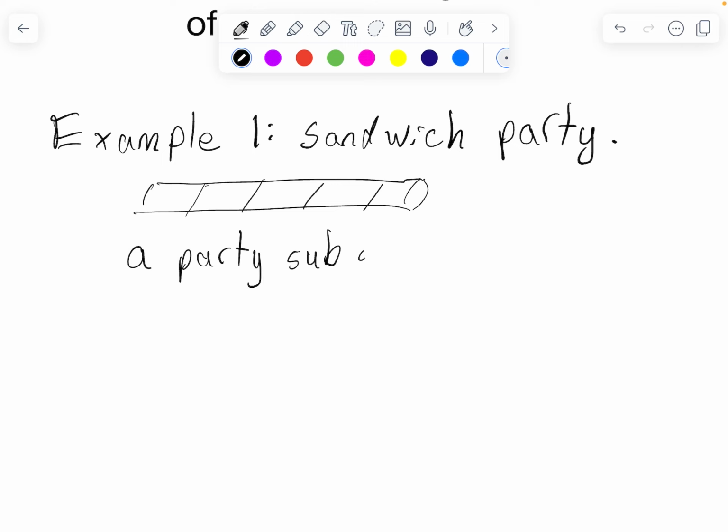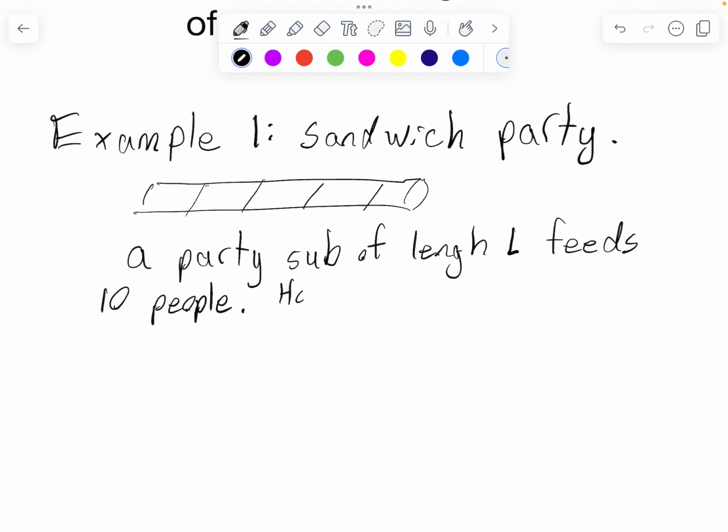Let's say we have a party sub of length L, and I'm not going to give you an actual number for that, but we will say that the party sub can feed 10 people. We're assuming for this problem that each person eats the same amount of party sub.